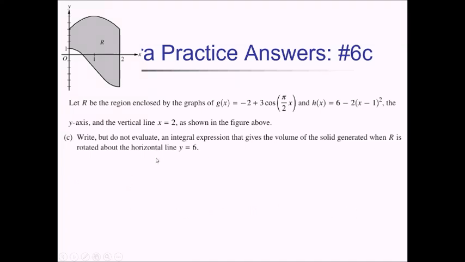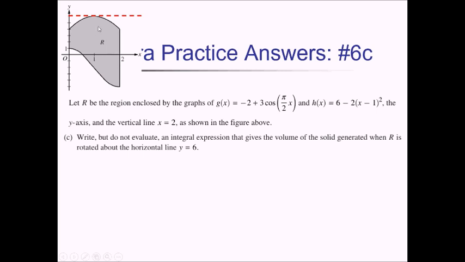For this last problem part, they want us to write but not evaluate an integral expression giving the volume of the solid generated when R is rotated around the horizontal line y equals 6. So let me just go and draw that line up here. So let's see here. We got 1, 2, 3, 4, 5, 6 right up here. So if I'm revolving this region around this line, just like before when I did the volume, I need some area slices that I'm adding together.